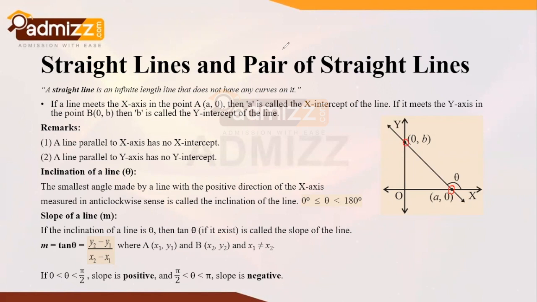Now, it is important to note that a line parallel to the x-axis has no x-intercept. That means the line will be like this, in the coordinate system we are drawing. If a line is parallel to the x-axis, it can be located like this way, or like this way, that is, in the positive direction of the y-axis or the negative direction of the y-axis. So it does not have any intercept on the x-axis.